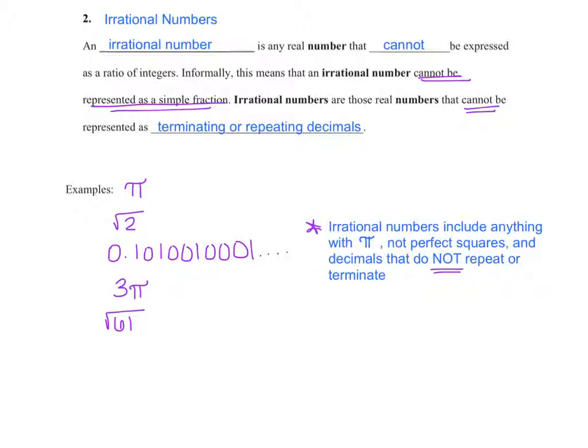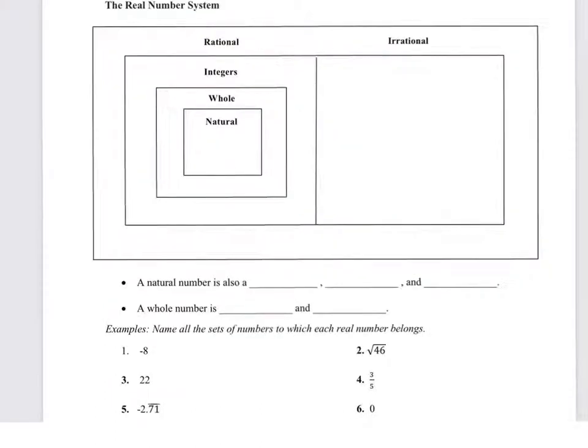So now let's look at the real number system chart. Let's look at the real number system, and we're going to start with the center, natural numbers. We discussed natural numbers include positive numbers. So we have, for example, 1 is a natural number, 2 is a natural number, and 45 is a natural number.